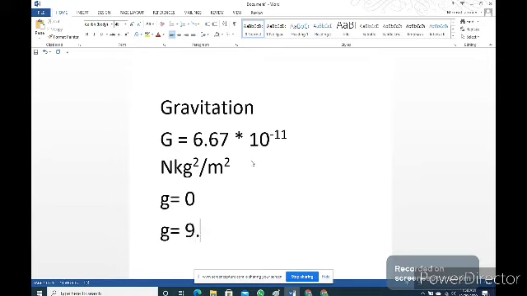At the surface of the earth, the value of small g is 9.8. Okay, and then there is centripetal force. The moon revolving around the earth in a circular path is known as centripetal force.